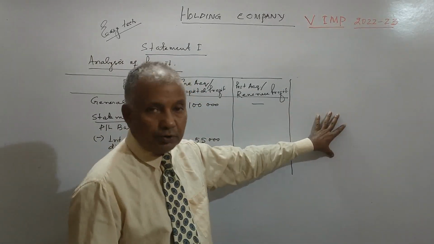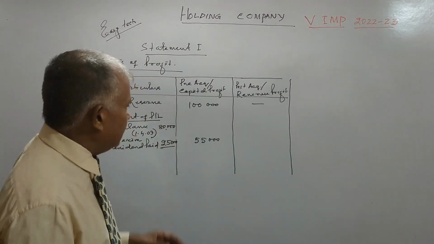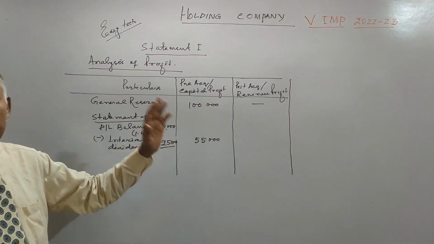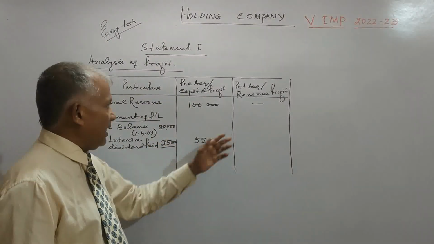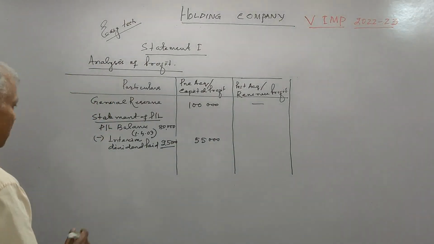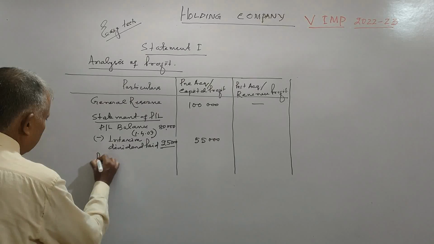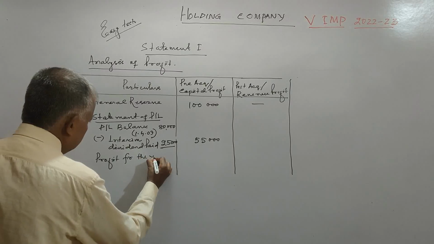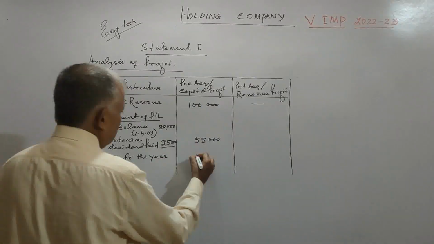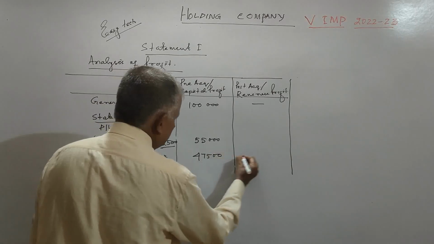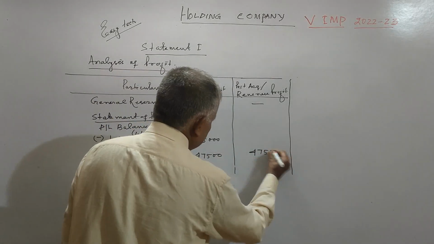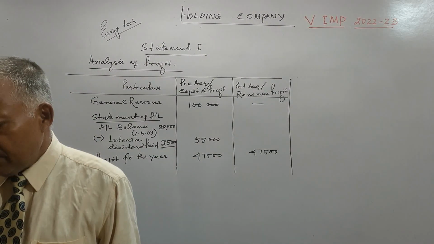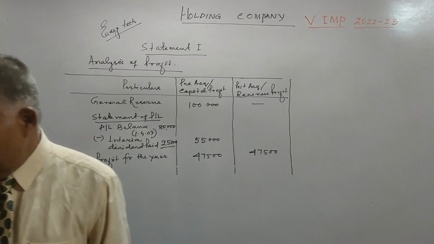The diagram I had shown to you. So during the year 95,000 is the profit, and the pre-acquisition period is your 6 months, so 47,500 is pre-acquisition profit, and post-acquisition profit is 47,500. So profit for the year is your 47,500. Here also 47,500, right?